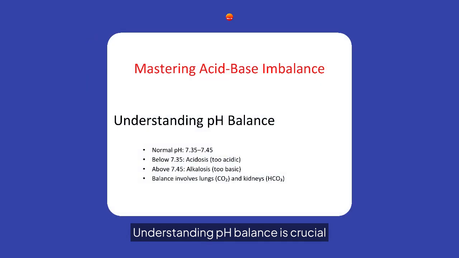Understanding pH balance is crucial in managing acid-base imbalances. The normal pH range is 7.35 to 7.45. A pH below 7.35 indicates acidosis, while above 7.45 suggests alkalosis. The lungs and kidneys play key roles in maintaining this balance by regulating CO2 and HCO3 levels, respectively.